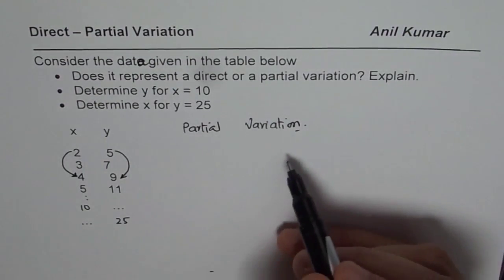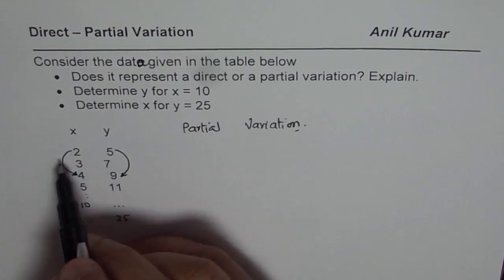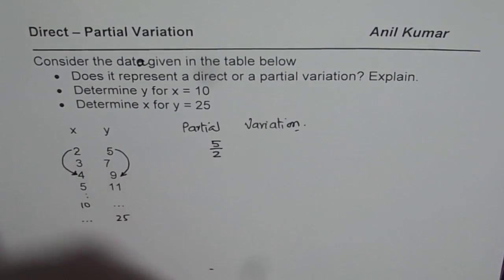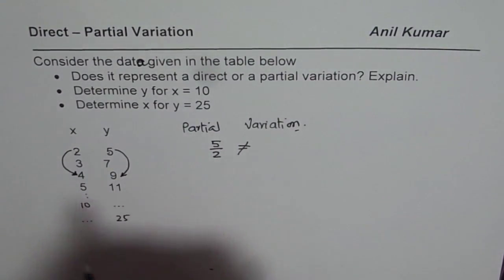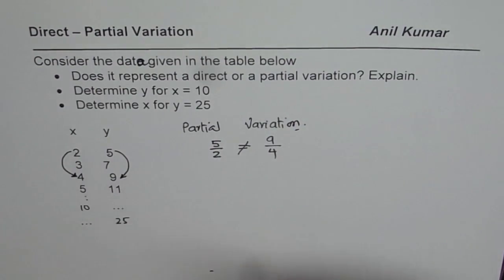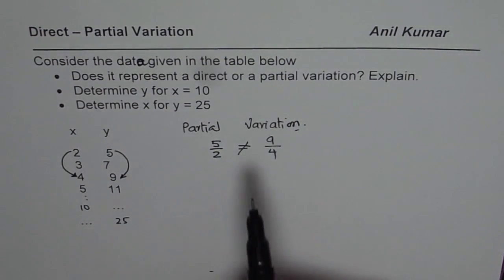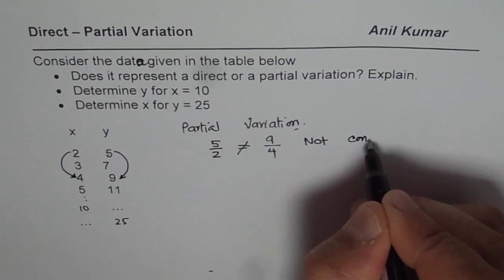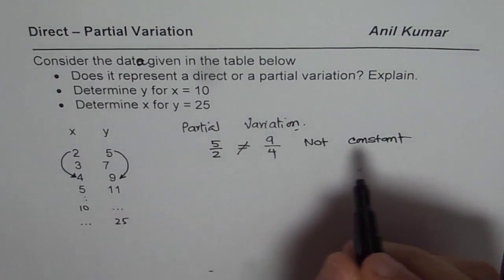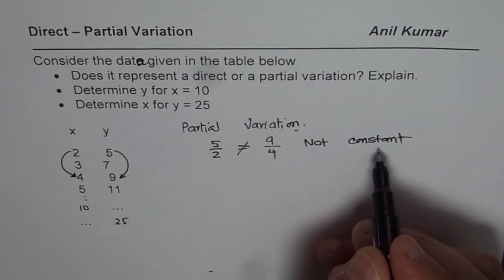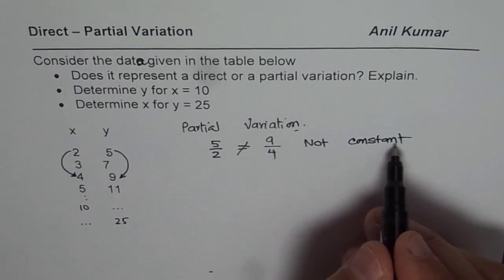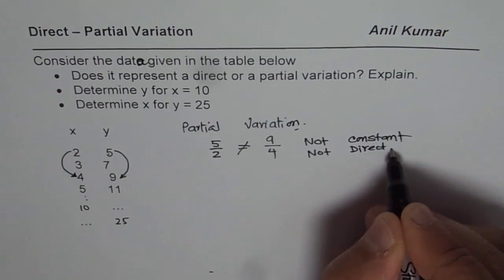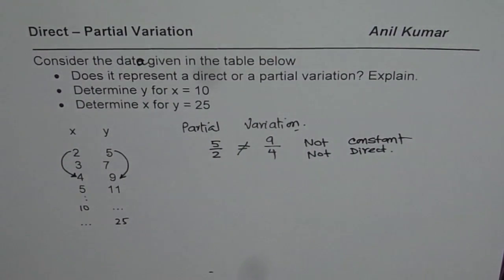So how did we find it? We find from the ratios. So the ratio of the data is not proportional. That is to say that 5 divided by 2, the ratio of these two, is not equal to 9 divided by 4. You can select any two set of points, and if the ratio is not the same, so not constant, right? Whenever we have direct variation, in that case we have constant of proportionality. Since this ratio is not constant, it is not direct. So now we know it is partial. So we have partial variation.